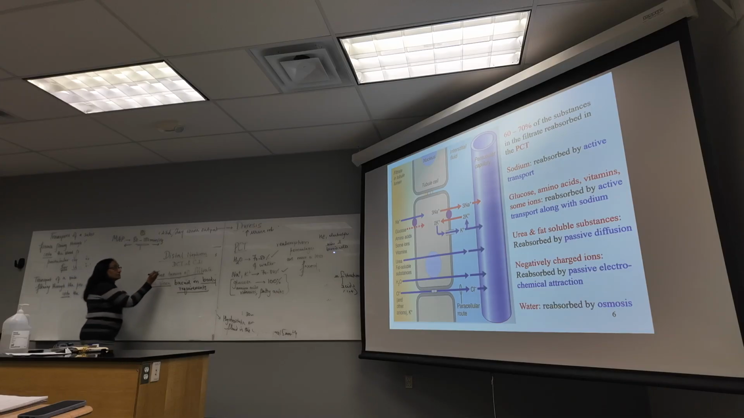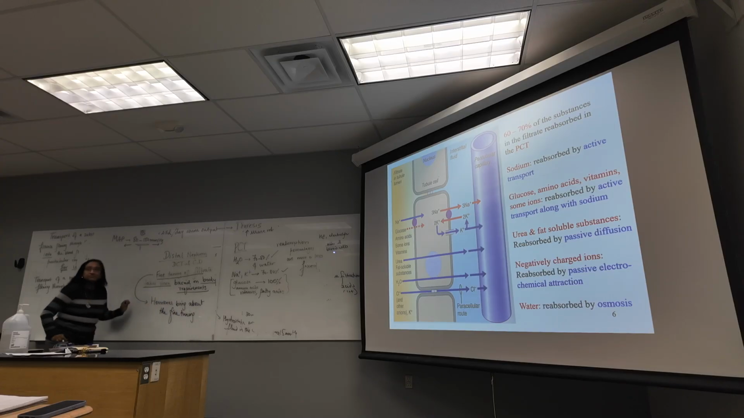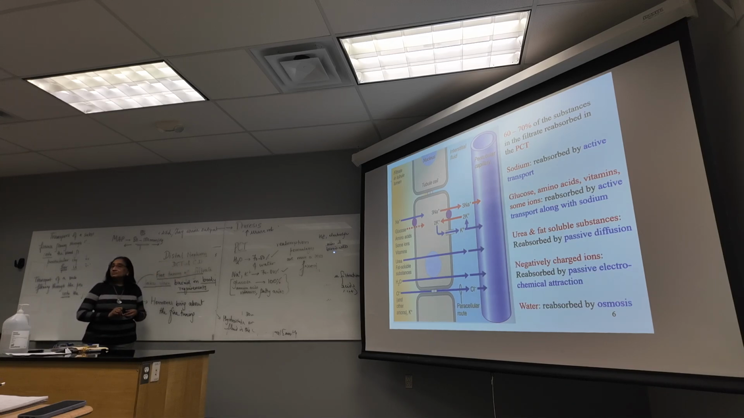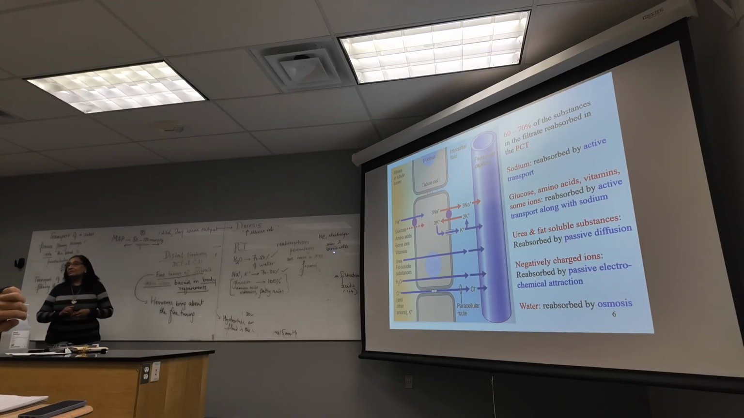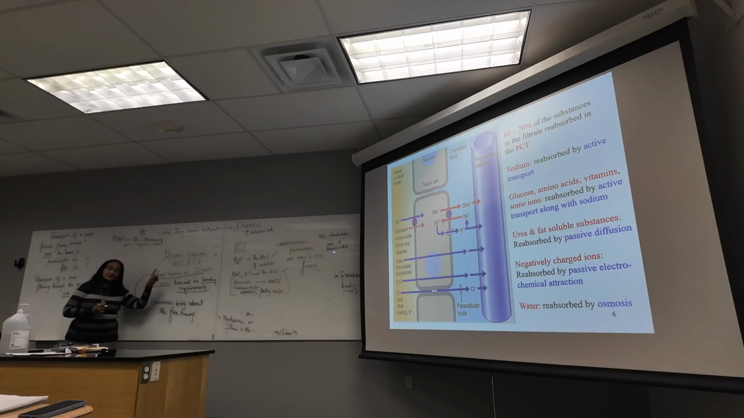And why does it happen only in the DCT and the collecting duct? That is because most of the hormones act on this part of the kidney. Hormones bring about the fine tuning. They are the ones that are going to fine tune the filtrate based on the body's needs. The majority of the hormones act in this part of the nephron. So ADH, aldosterone, parathyroid hormone, they all act in the distal nephron.